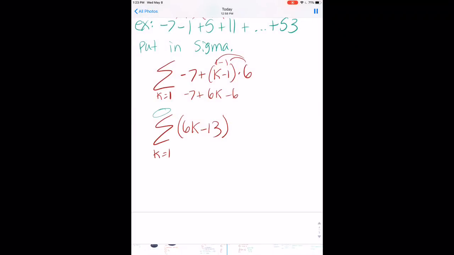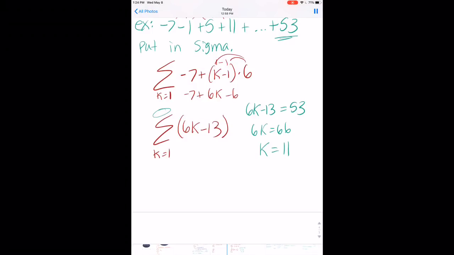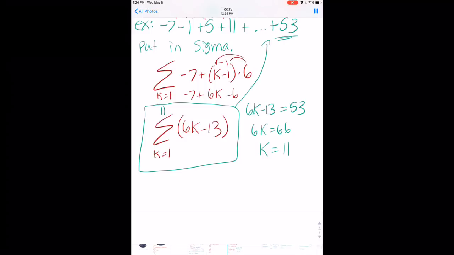Now I just need to figure out what goes on the top. I've got to figure out what that term is. Is it the 5th term, 12th term? I don't know. So I'm going to take my formula and set it equal to 53 and just solve. So I'm going to add 13 and divide by 6. And that tells me that k is 11. So that means that was my 11th term. So I put an 11 on top, and I circle it and give myself a pat on the back because I just turned that into sigma. It's the same thing, just written in sigma notation.